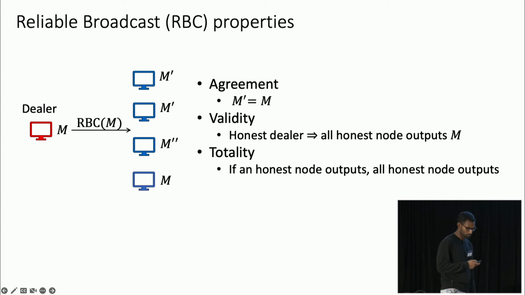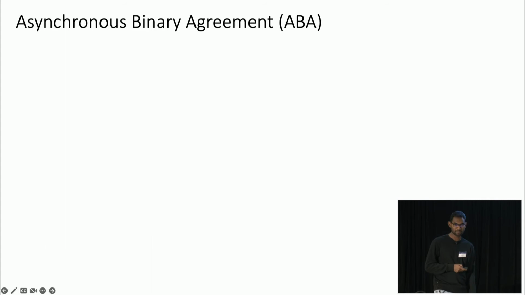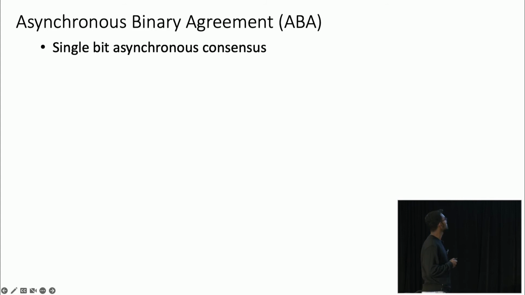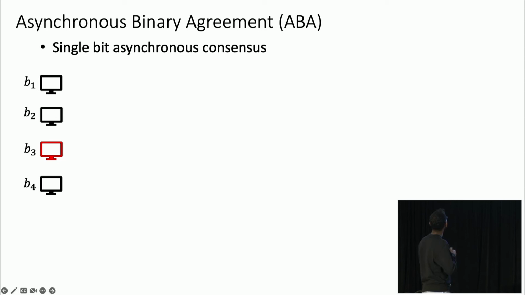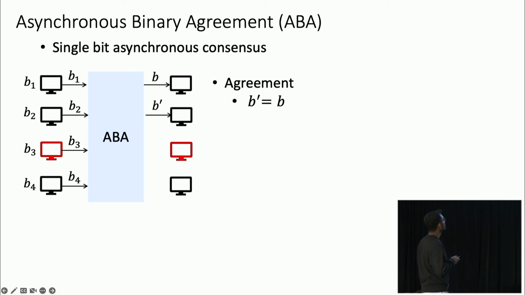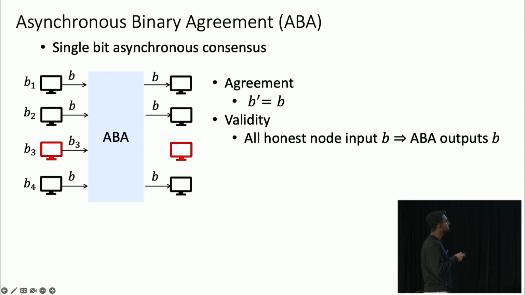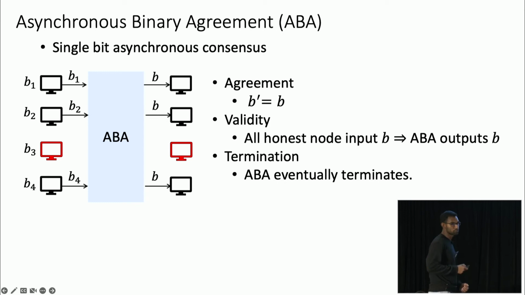We also need binary agreement, which is a one-bit consensus protocol, and we want it in the asynchronous setting. So we'll use asynchronous binary agreement. This is the primitive. We have n nodes. Each node has an input, b1 up to b4, which is a single bit. They run an ABA protocol such that at the end of the protocol, everybody outputs a bit. But we want some properties, of course. We want agreement: every pair of honest nodes should output the same bit. Validity means if all honest nodes input a common value B, then they should output the same value. And termination means the agreement protocol should eventually terminate, and every node should output something. So this is the asynchronous binary agreement protocol.